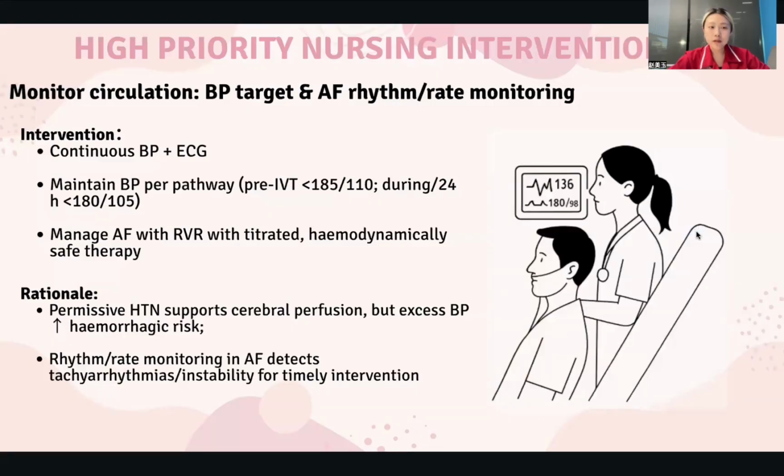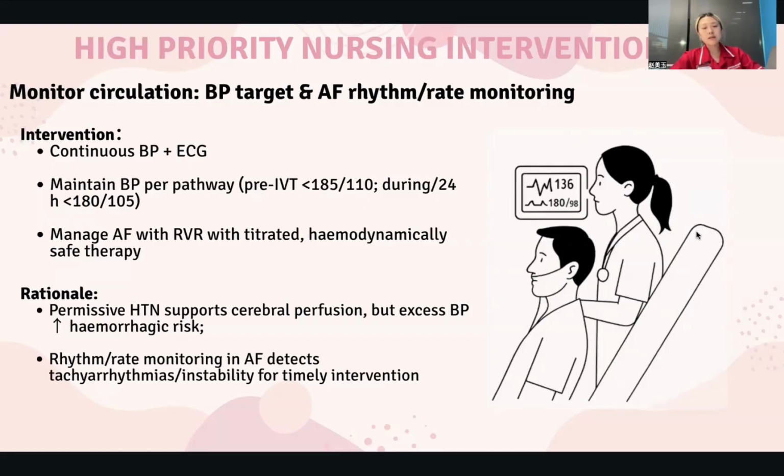We need to monitor the circulation to meet the blood pressure target and monitor the atrial fibrillation rhythm and rate. We do continuous blood pressure and ECG monitoring to check both perfusion and rhythm. Blood pressure is maintained below 185 over 110 before IV thrombolytics and below 180 over 105 for the next 24 hours to support cerebral perfusion without increasing the bleeding risk.